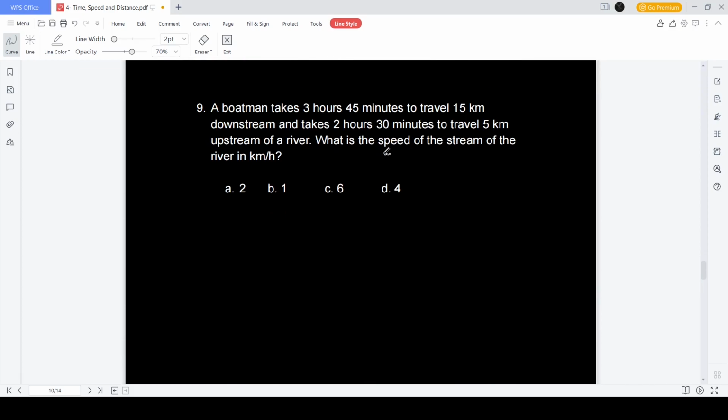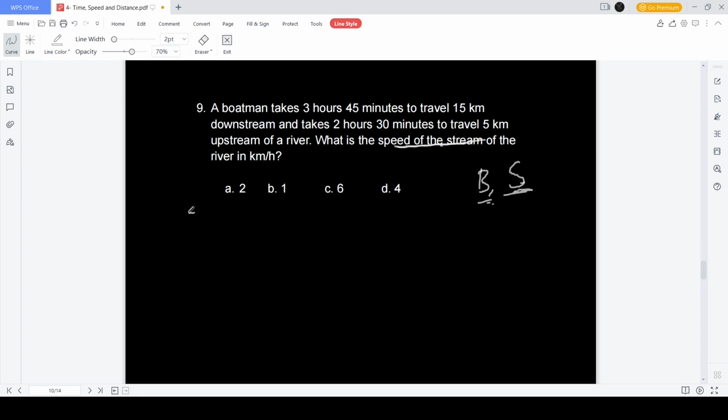Alright, the next question. A boatman takes 3 hours and 45 minutes to travel 15 kilometers downstream and takes 2 hours and 30 minutes to travel 5 kilometers upstream. What is the speed of the stream? So now this is a simple two equation, two variables problem. One thing is the speed of the boat in still water, but they want us to find the speed of the stream. So we have to find s. Both b and s we need to find.